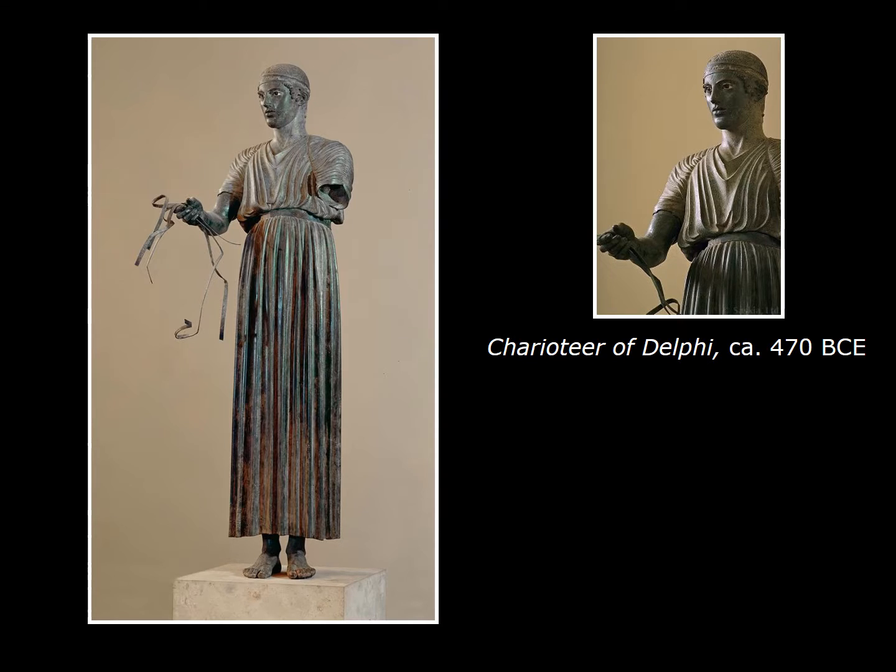You see the details in the garment, much, much more detail than you saw in the peplos kore, for instance. This is the movement toward classical art. There's a little detail on the right. You get a little bit better view of his face there.